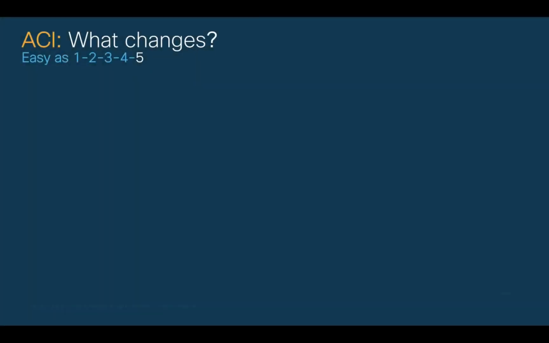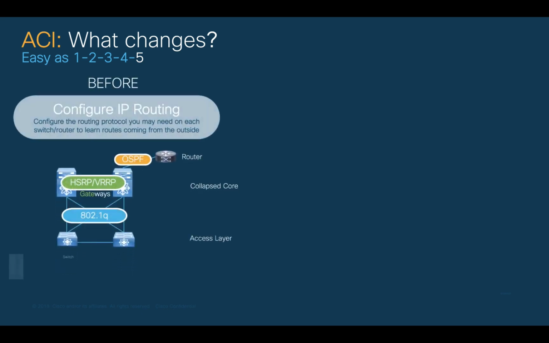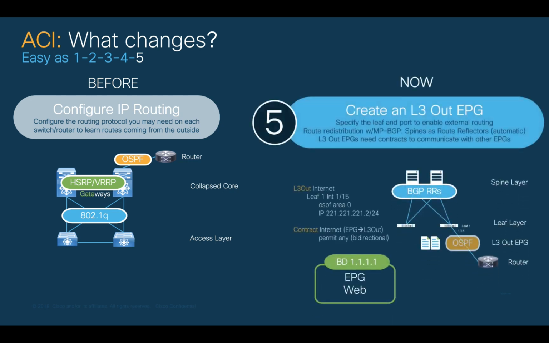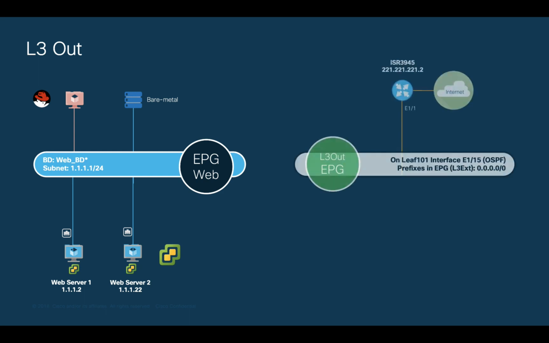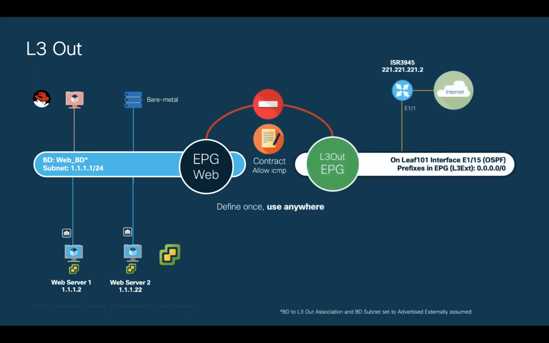Finally, step 5. Before, we would configure a given interface with a routing protocol to peer with another router to provide external layer 3 connectivity to your network. Now, with ACI, we do it by creating an EPG called L3Out. We configure L3Out EPGs by selecting an interface, sub-interface, or SVI, as well as the routing protocol to run on a given leaf. Then, if we want the L3Out EPG to communicate with any other EPG, we will have to create a contract. For example, if we wanted the web servers in the web EPG to talk to the internet, we would need to create a contract between the web EPG and the internet L3Out EPG, allowing all traffic in this case.